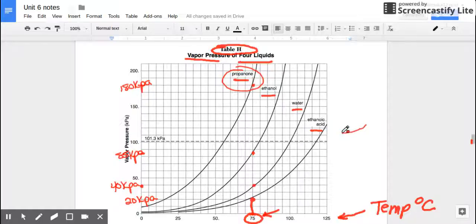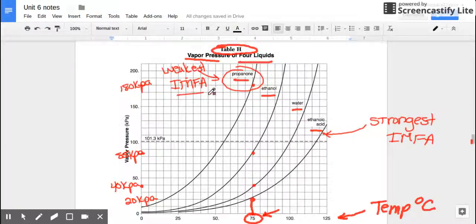So, if you have strong intermolecular forces of attraction and low vapor pressure, here's my vapor pressure, that's my lowest, 20, right? So this guy, ethanoic acid, is going to have the strongest intermolecular forces of attraction. And propanone is going to have the weakest intermolecular forces of attraction. Okay? So strong intermolecular forces of attraction, low vapor pressure. Weakest intermolecular forces of attraction, highest vapor pressure. All right.